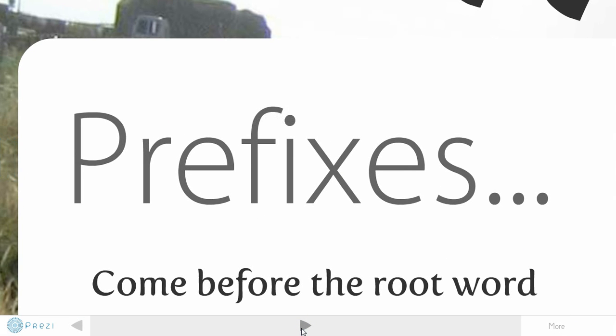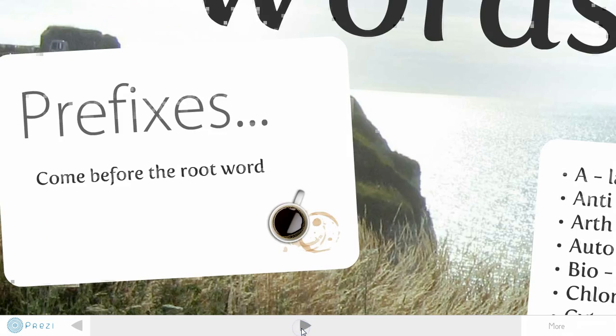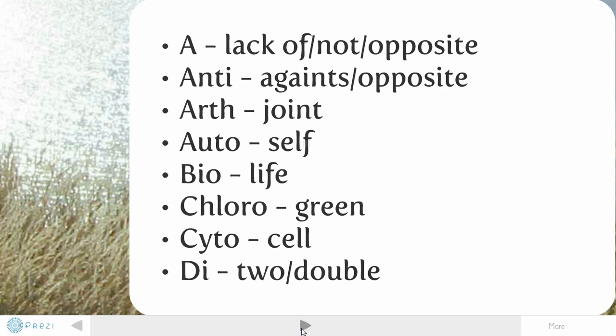So for words in biology, prefixes come before the root word. Here's your first block of prefixes. A means lack of or not or opposite. Anti means against or opposite. Arth means joint. Auto means self. Bio means life. Chloro means green. Cyto means cell. And di means two or double. So this is block 1.